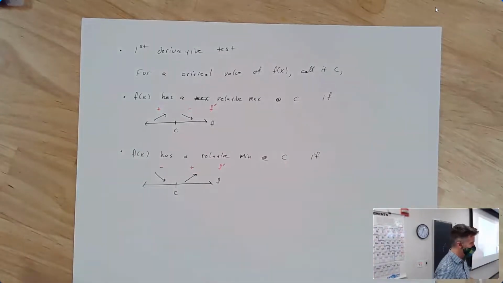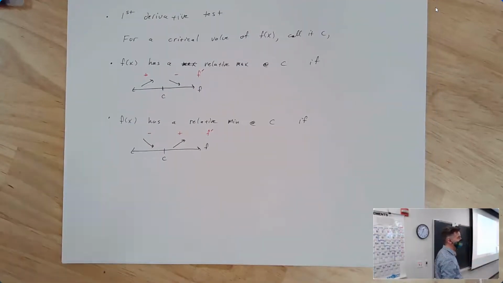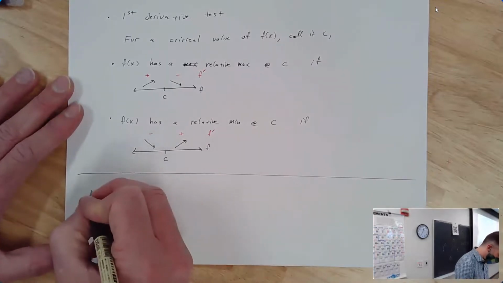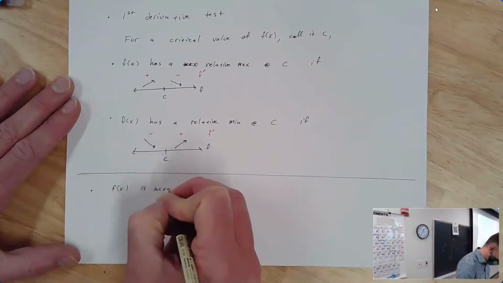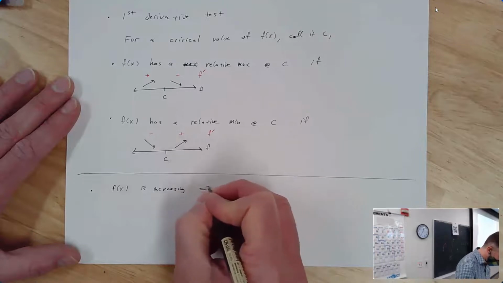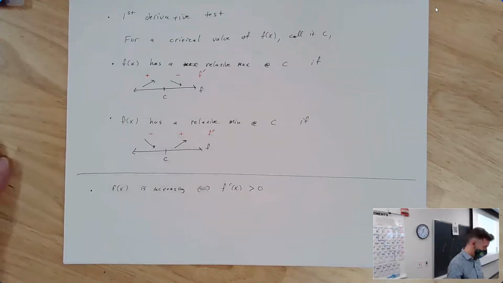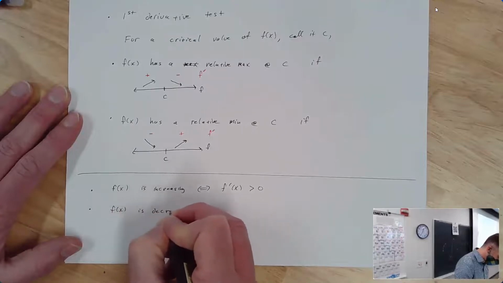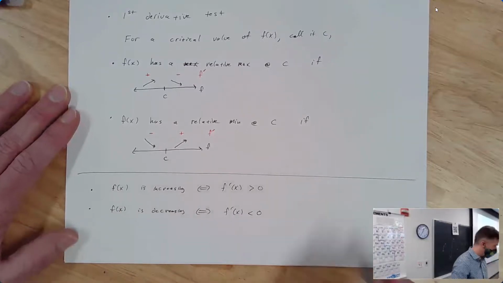Now, there's a lot of things I've said without saying anything. The biggest one being the correlation between a function being increasing or decreasing and its derivative being positive or negative. So we should probably write that down as well. Worth knowing: f of x is increasing is equivalent to the derivative being greater than 0. And f of x being decreasing is equivalent to the derivative being less than 0.